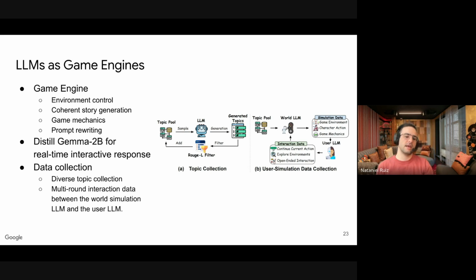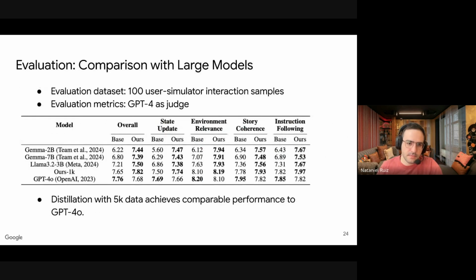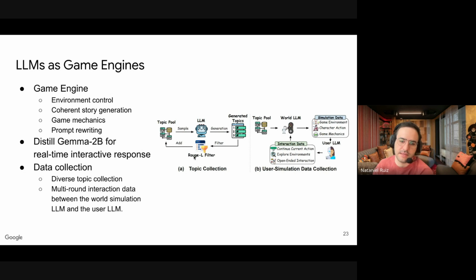So what we did is we had data collection of diverse types of adventures for this type of game, and you have multi-round interaction data that we've generated between a world simulation LLM and a user, an LLM that is simulating a user. So first you collect data. And then, I guess here I'll just show it here. So you collect topics, you filter them, and then you can go to the user simulation.